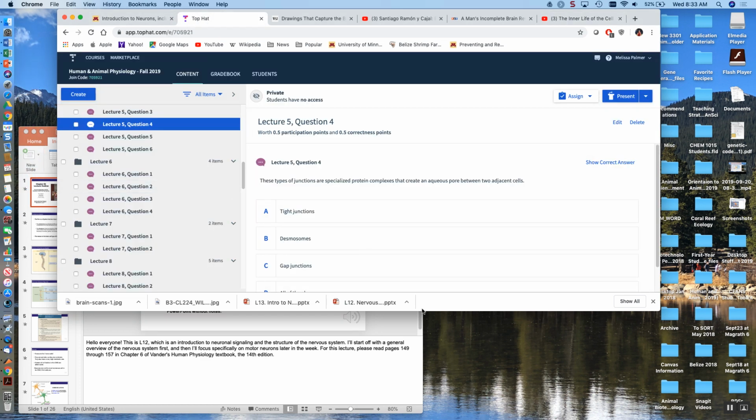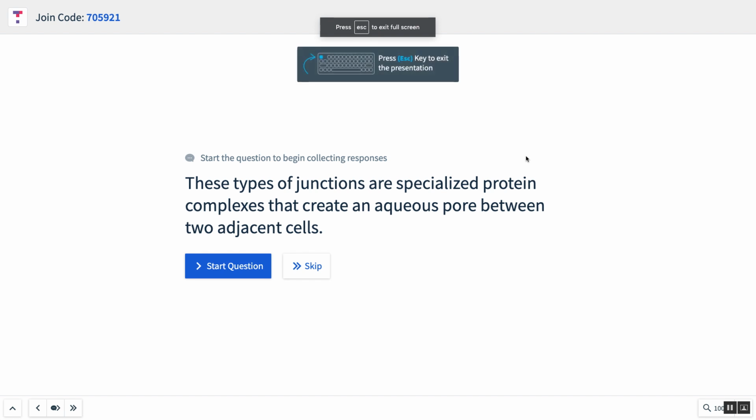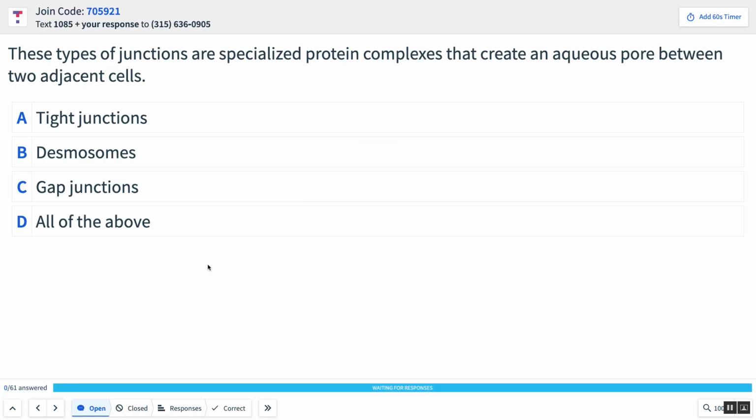All right, let's start with this one. This is a review from last time. These types of junctions are specialized protein complexes that create an aqueous pore between two adjacent cells. Are those A, tight junctions, B, desmosomes, C, gap junctions, or D, all of the above? This was in the section on epithelial cells, the module where we talked about epithelial cells on Monday. Remember, your homework assignment also is due on Friday regarding cystic fibrosis.